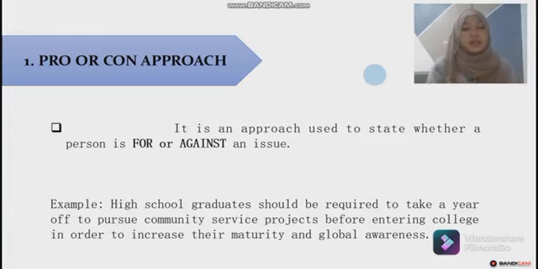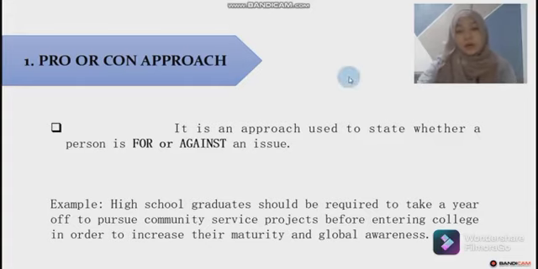But in the pro or con approach, it will be an easy and quick way of making a decision. It will help you to decide right away in choosing the right and particular path. So, in this given example, we have: high school graduates should be required to take a year off to pursue community service projects before entering college in order to increase their maturity and global awareness.